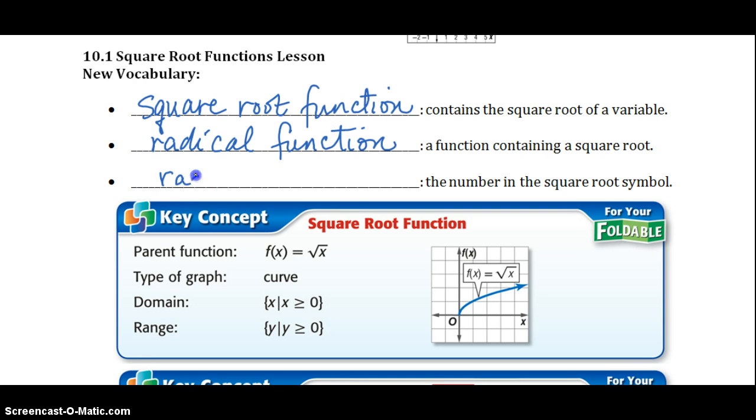The radicand is the number under the square root symbol. So if I say the square root of x, that's a square root function, and x is the radicand.